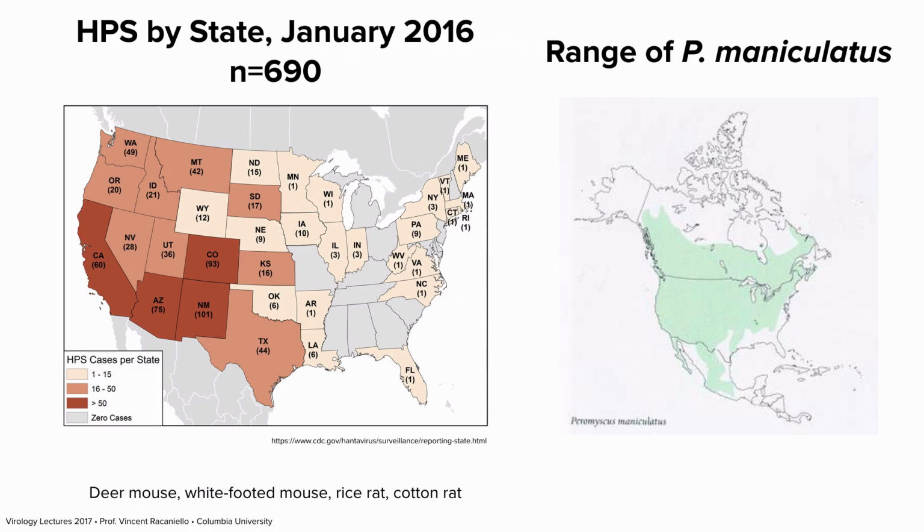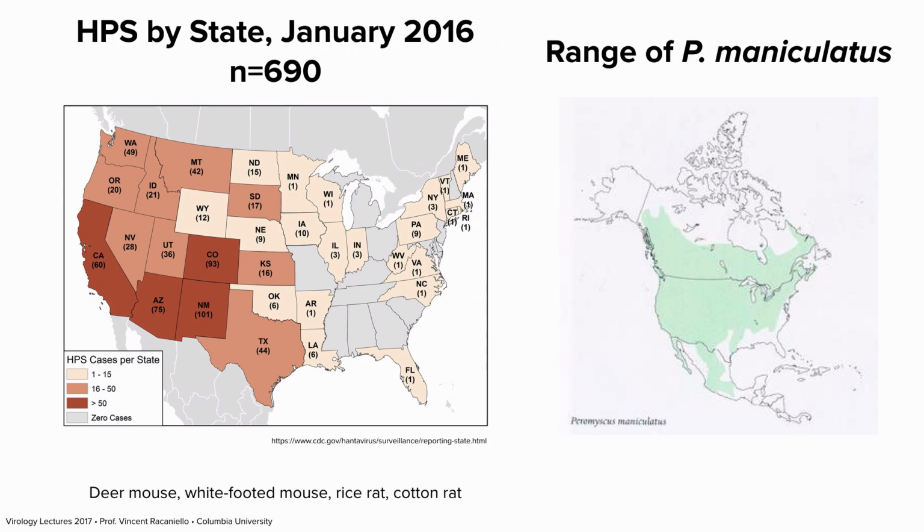And you can see the range of the mouse here. This is Peromyscus maniculatus. So you can see that most of the US is positive except for the seaboard and the southeast, but it comes up to New York State here as well. So the range of this particular animal correlates with where the outbreaks are.